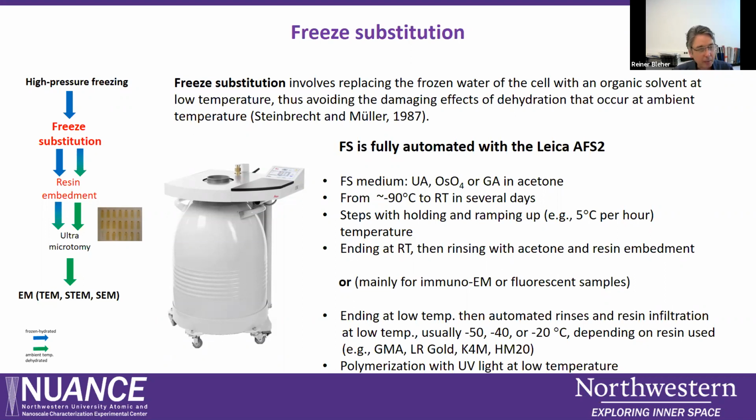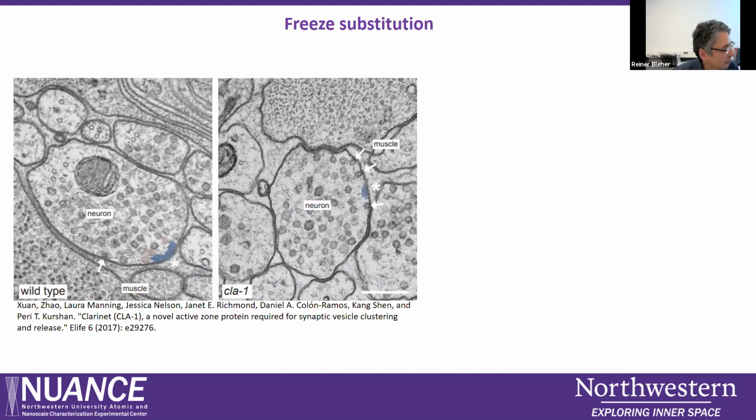A few examples are shown here for freeze substitution. This was produced not too long ago in our lab, frozen. And we can see how well synaptic vesicles are retained in these neurons from C. elegans. It has been shown that the density and uniformity of synaptic vesicles and the size of extracellular space differs in neuronal or brain samples between high pressure frozen and conventionally prepared samples.